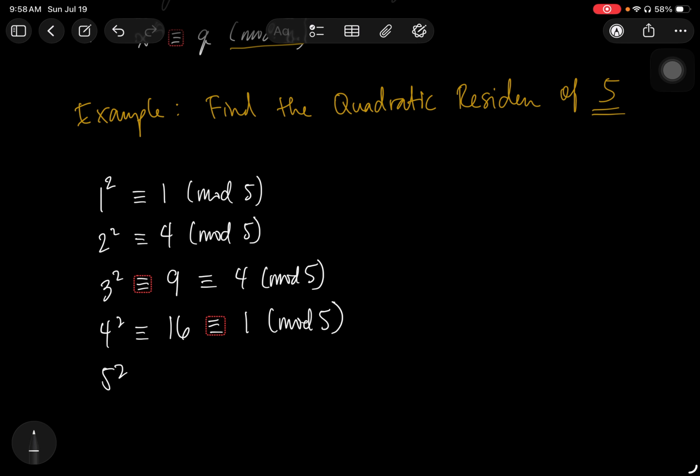And then next is 5. 5 times 5 is 25, and it is congruent to 0 mod 5.